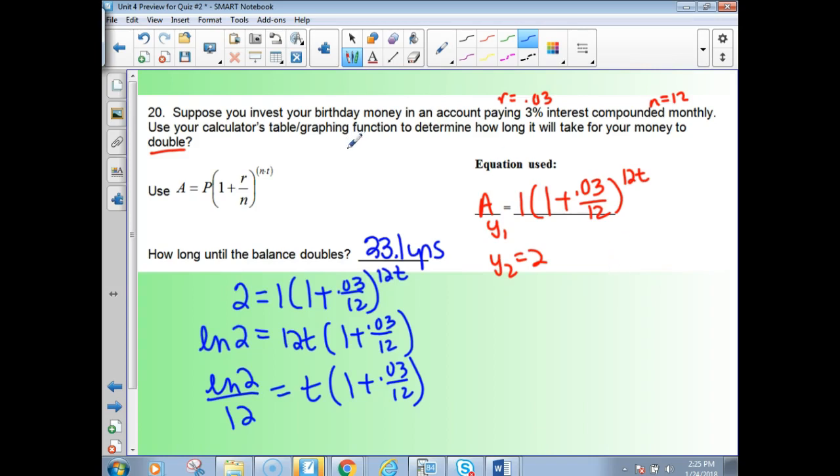Yep. These kind of problems, these investment problems or money growth, they're in years. They have to tell you something in there. If it wasn't in years, they would have to specify that.